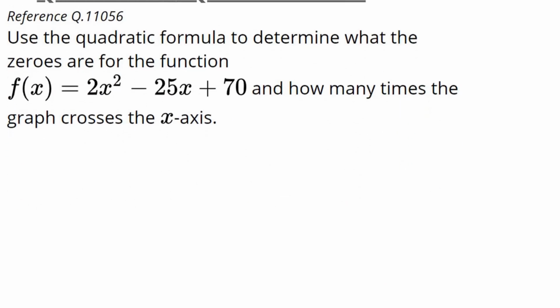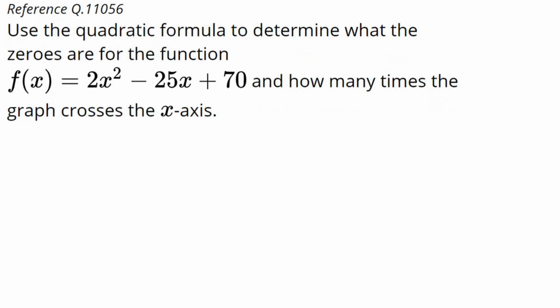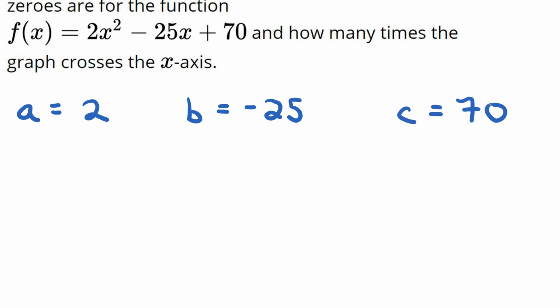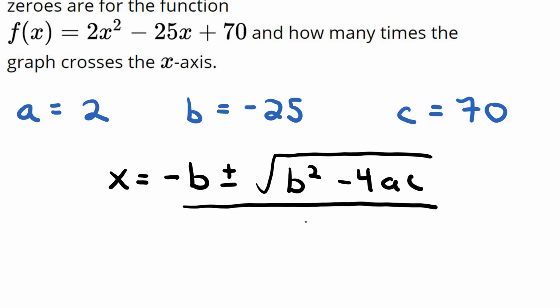So you use the quadratic formula to determine the zeros, and how many times does a graph cross the x-axis. Okay, not a problem at all. So our a value is going to be 2, our b value is going to be negative 25, and our c value is going to be 70. All right, so that's step number 1, finding the coefficients. After that, you can write out the quadratic formula, which is negative b plus or minus the square root of b squared minus 4ac, all divided by 2a.